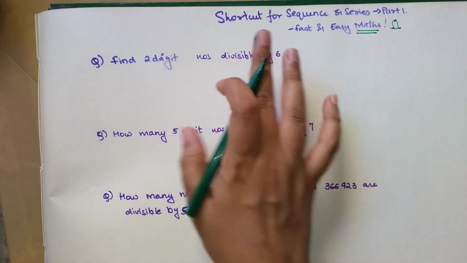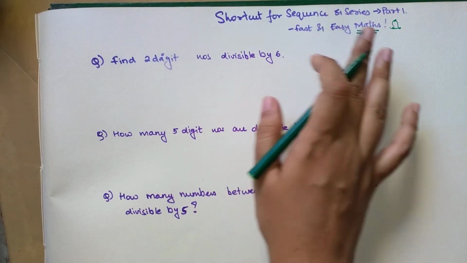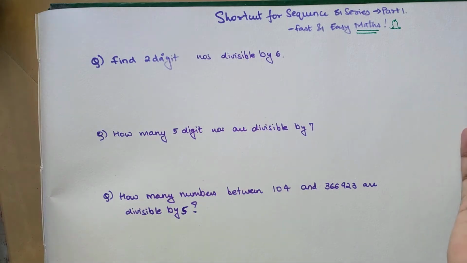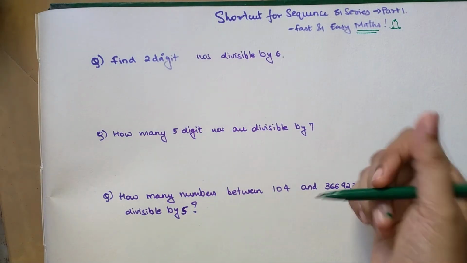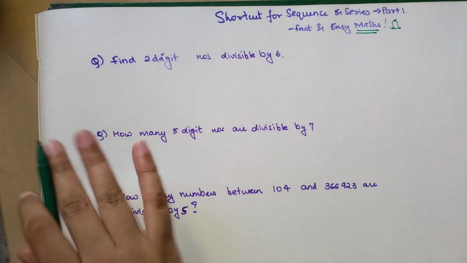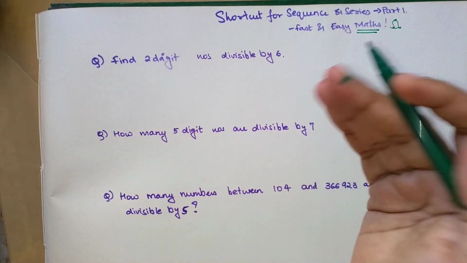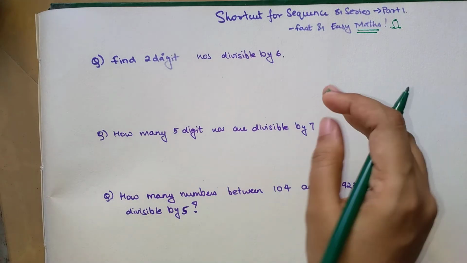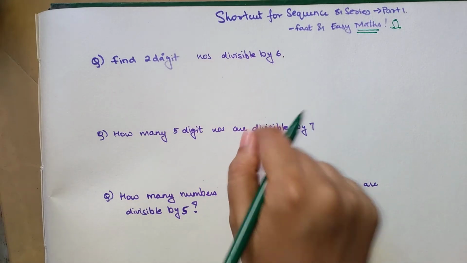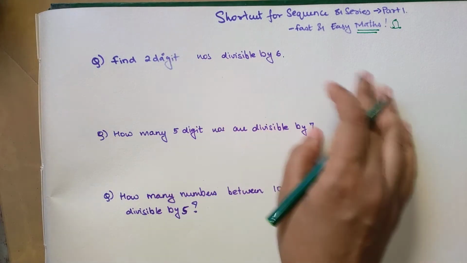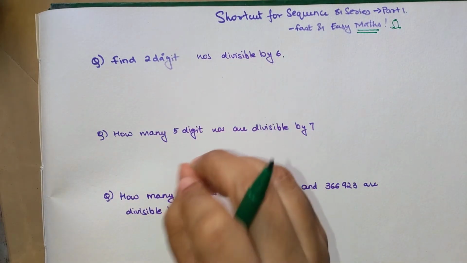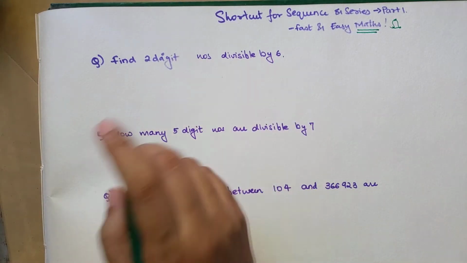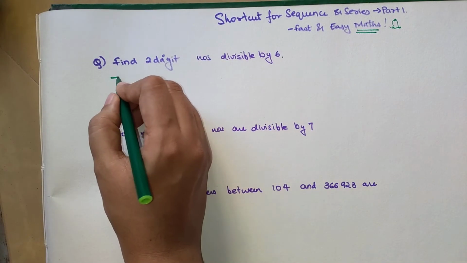So students, today I'm going to give you a shortcut for sequence and series issues, which will be part 1. Which means there are a few more parts of this particular topic. And trust me, these are the kind of questions which are asked in almost all the entrance exams, okay? Be it CAT, SAT, ACT, GMAT, etc. And trust me, after watching this trick, you will be able to solve these kinds of questions in a matter of seconds, okay?